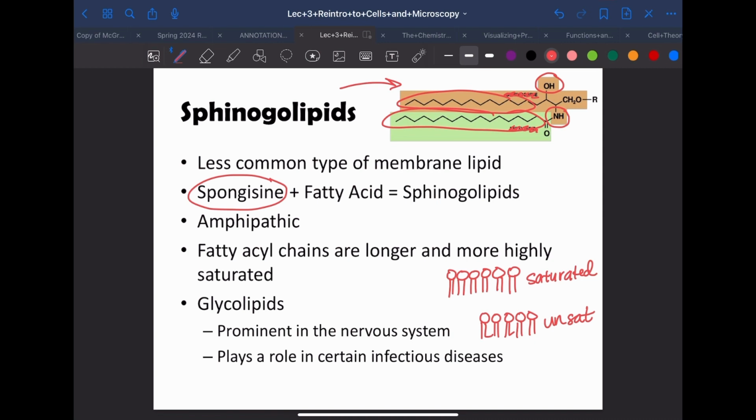The other thing I wanted to point out is a glycolipid, right? So glyco, hopefully you remember, is a sugar. So if I have a sugar attached to a lipid, that's a glycolipid, right? If I had a sphingosine that is attached to a fatty acid, then it is a sphingolipid, right?